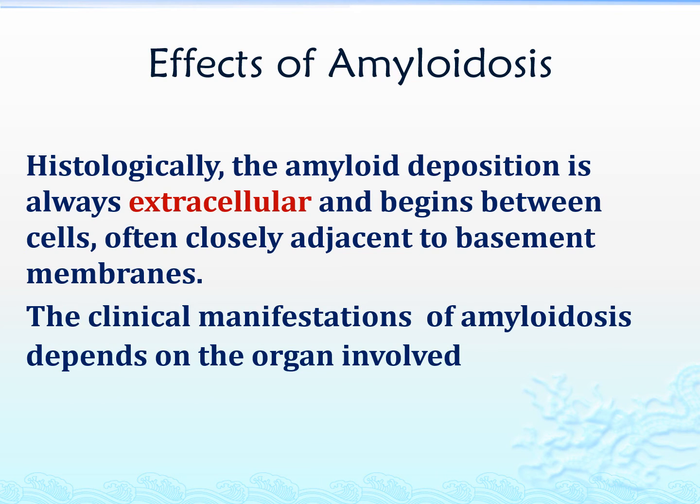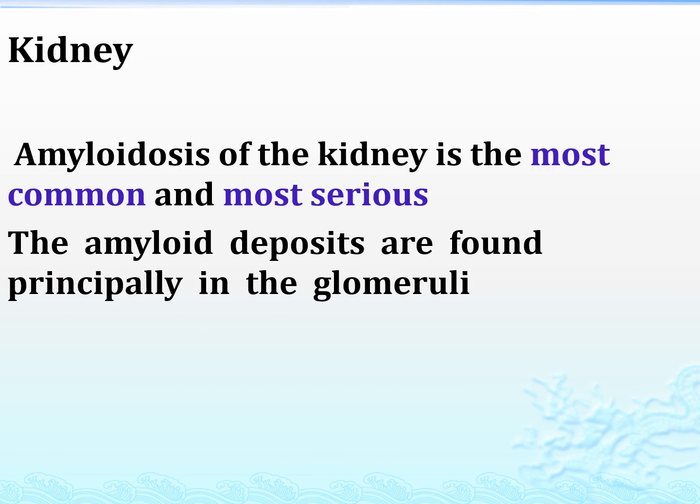What are the effects of amyloidosis? Histologically, the amyloid deposition is always extracellular and begins between cells, often closely adjacent to the basement membrane. The clinical manifestation of amyloidosis depends on the organ involved. Amyloidosis of the kidney is the most common and most serious. The amyloid deposits are found principally in the glomeruli.